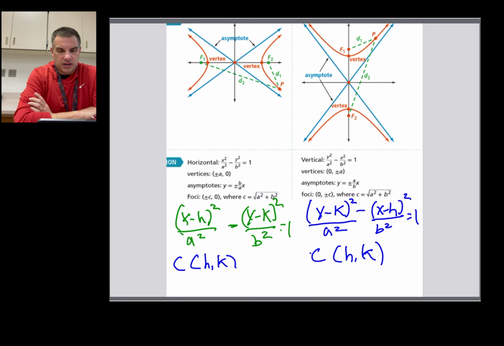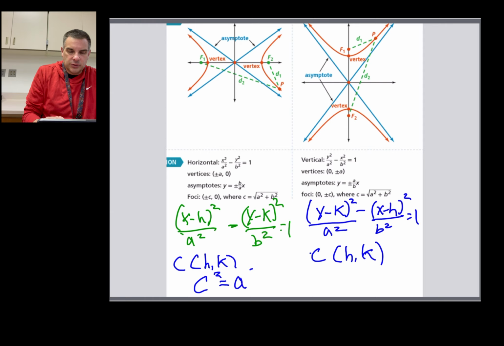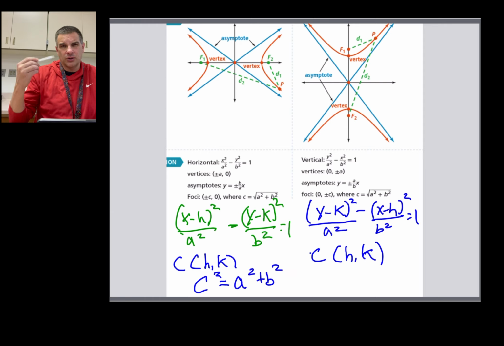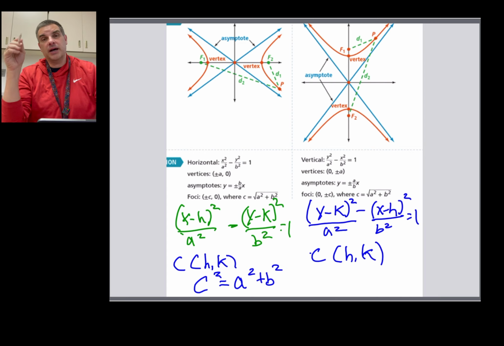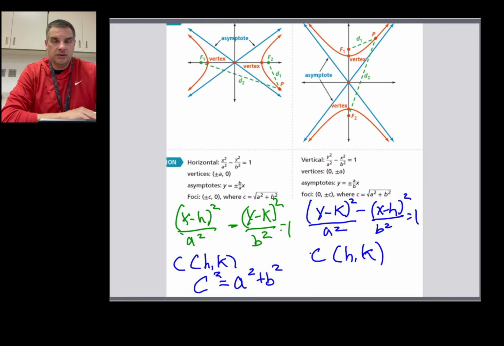The other thing that we're going to talk about, the vertices, and again, the vertices are just a and b, just like before. The co-vertices are going to be b. And then we've got our c value, that's our focus. And that c value is found a little bit different. Actually, this is the Pythagorean theorem. So c squared is equal to a squared plus b squared. In an ellipse, c squared was equal to a squared minus b squared. In a hyperbola, c squared is equal to a squared plus b squared. You kind of got that right triangle piece going on with that.